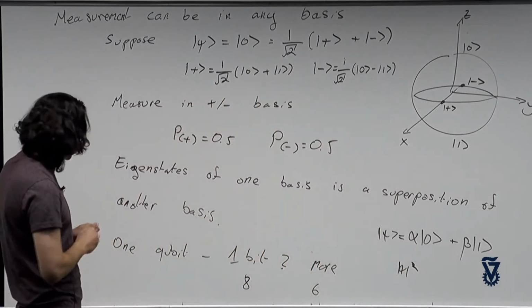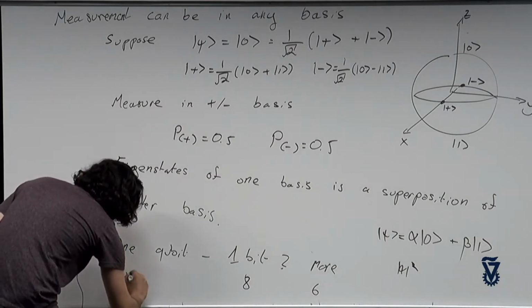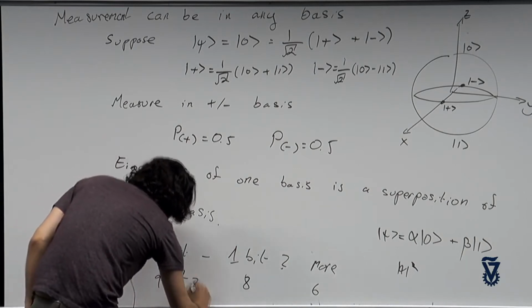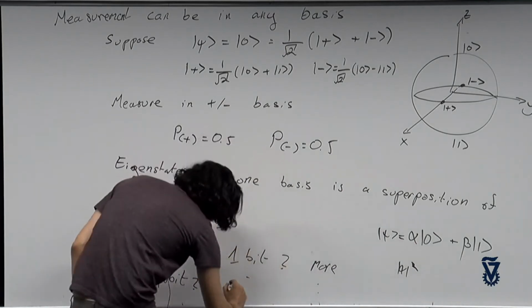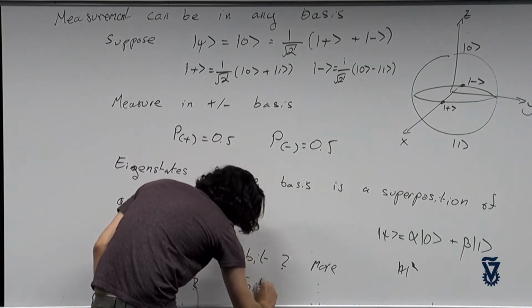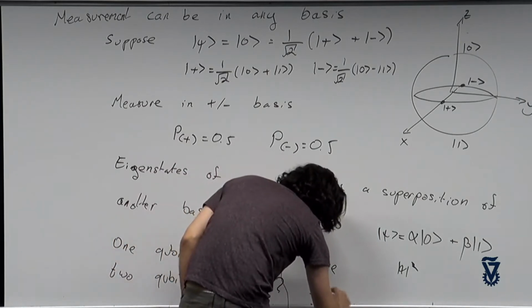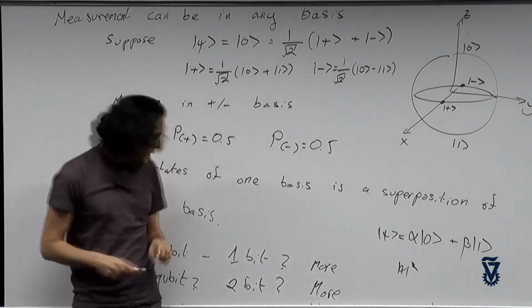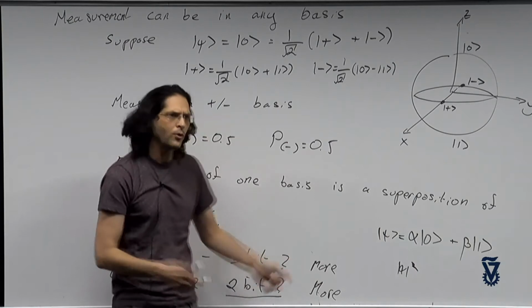Now the next question is, what happens when we have 2 qubits? In that case, do we get 2 bits of information, or do we get more? Click on the thing. If we get 2 bits of information, then do yes, and if we get more, then just do no.